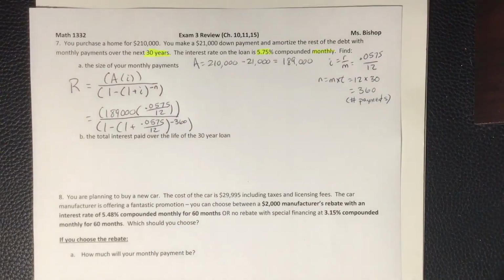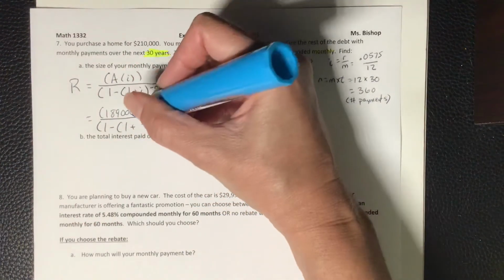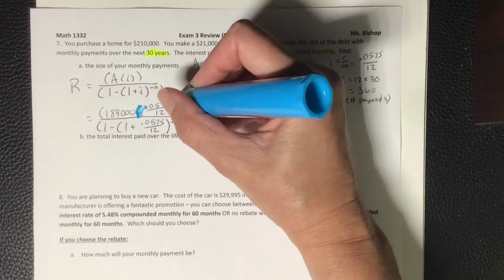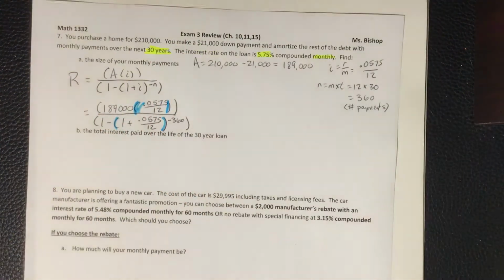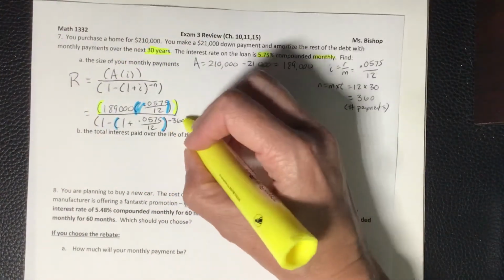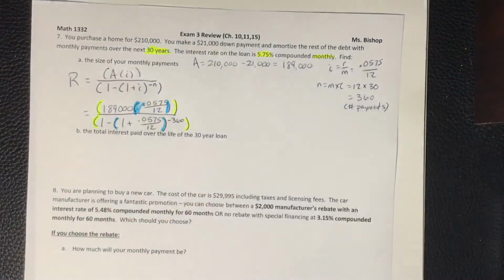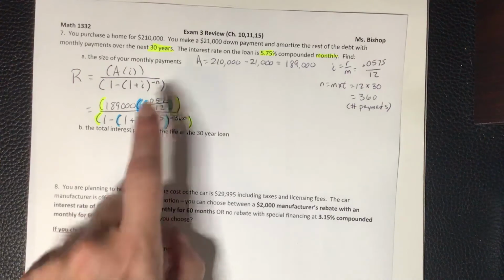All right, so this one's a little more challenging to get into your calculator. You want to make sure that you're keeping both sets of parentheses there. So 2 sets on the top, 2 sets on the bottom. The other biggest mistake people make is they put the interest rate here, but they don't divide it by 12.